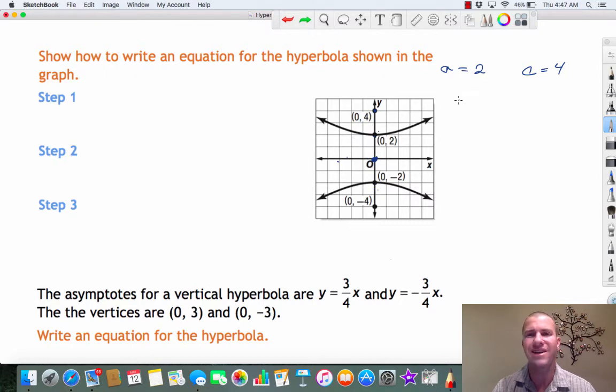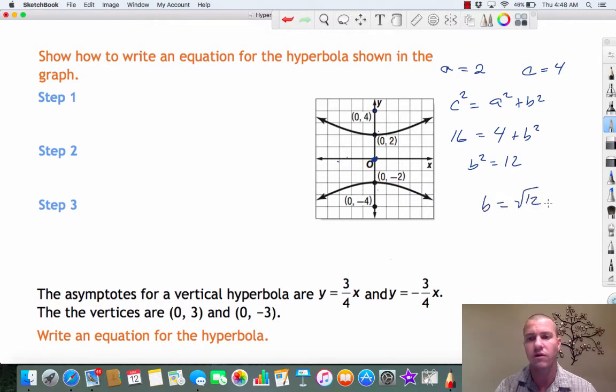In this one, though, the equation is going to be c squared is equal to a squared plus b squared. So in this case, I get 16 is equal to 4 plus b squared. And when I subtract 4, b squared is equal to 12. If I'm looking for b, I take the square root, and b is equal to the square root of 12, which is approximately 3.5.